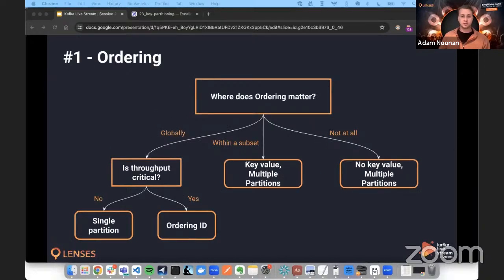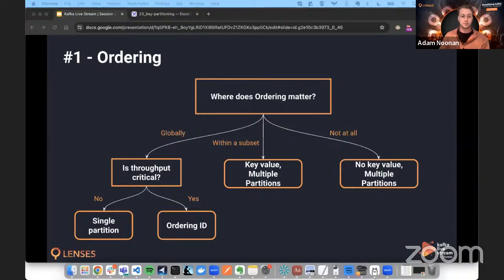First question, I think, should be ordering. Does ordering matter at all? Does the order of the event log as we're writing to Kafka have an impact on downstream applications? Do we need to ensure ordering globally, meaning that every message written to Kafka needs to be sequential so that we can derive state? And if that's the case, then there's a second question to ask.